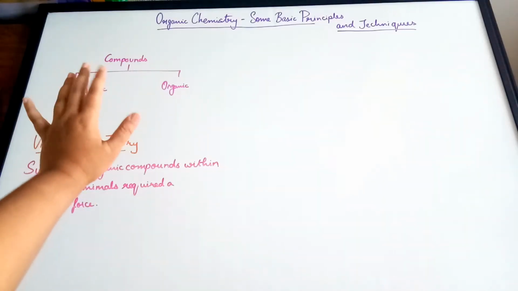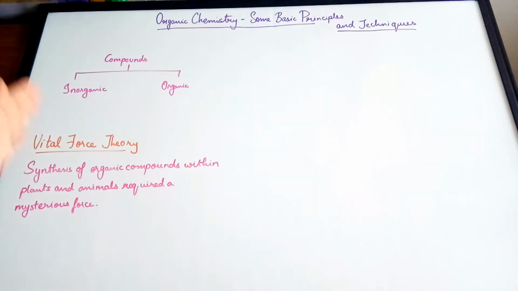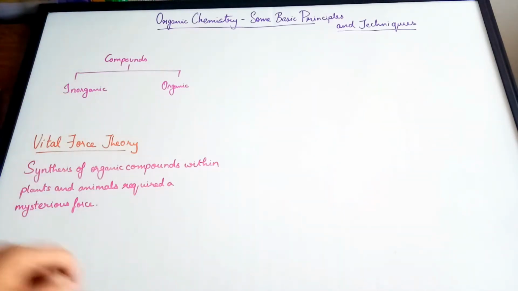Compounds are classified into two, inorganic and organic, and this is based on the source they are obtained from. Organic compounds are obtained from living organisms, and organic molecules are present almost everywhere around us, basically from the food we eat to the clothing we wear, the medicines that we use, and even the energy in the form of petrol or gas. All of these are basically organic compounds.